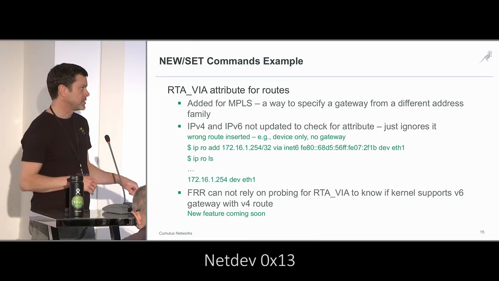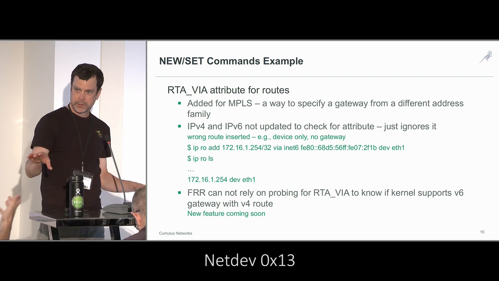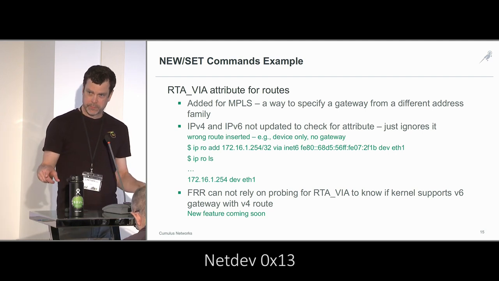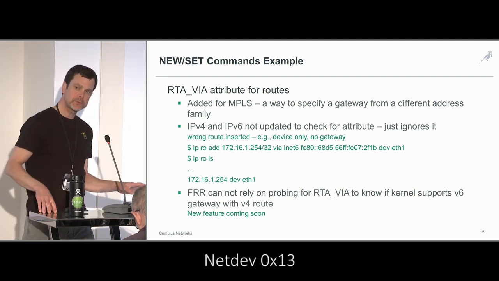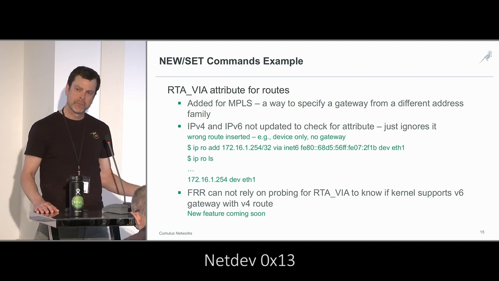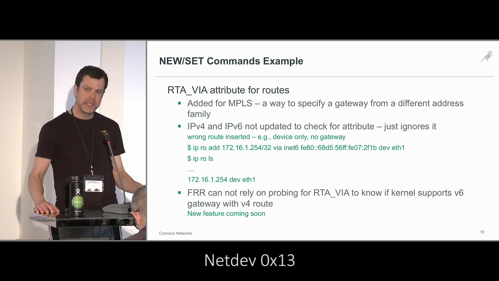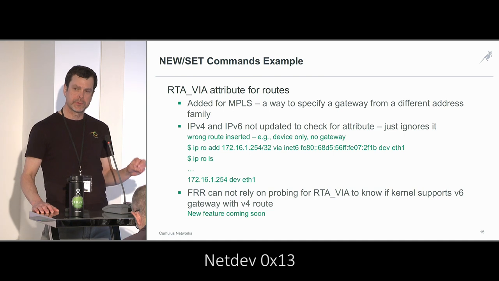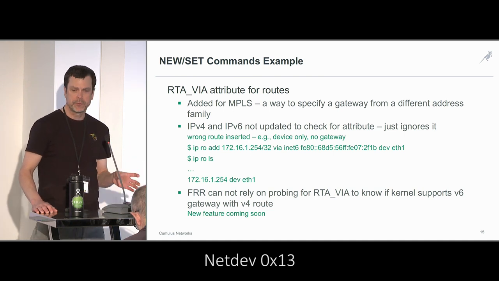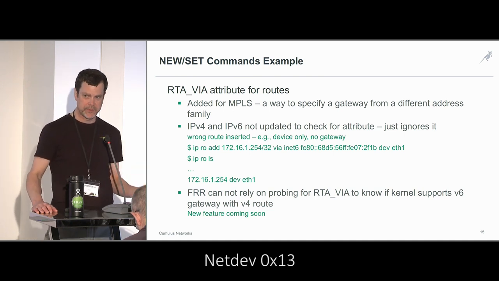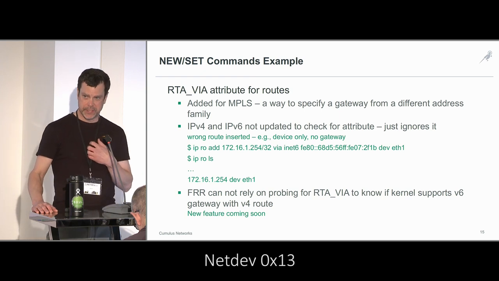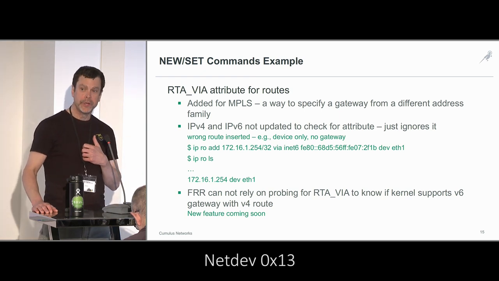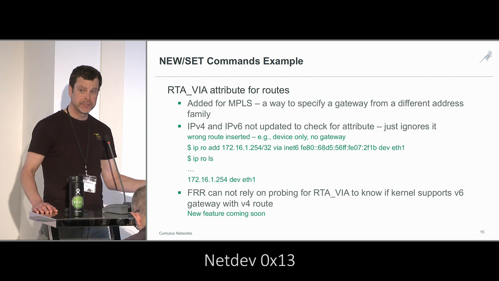No, but you might. So this is why I'm giving specific examples. This is why I bring up RTA via. RTA via is needed for IPv6 gateways with IPv4 routes. This is an essential feature that all network operating systems have to have. So I have that implemented now. How does FRR know when it can use it? How does an old kernel know about it?